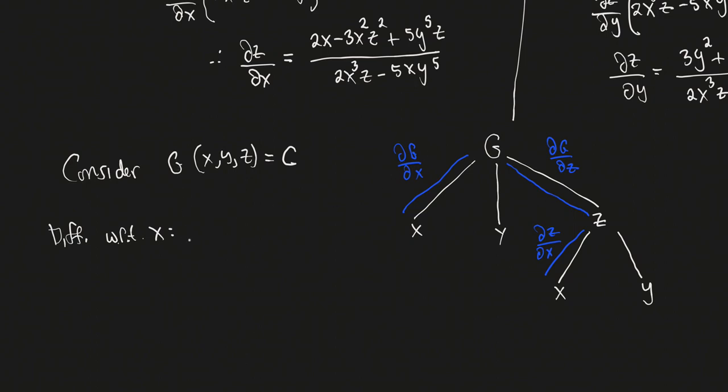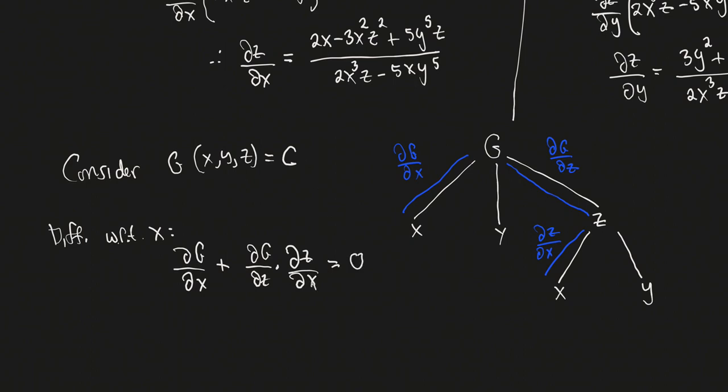I'll get this term, which is dg dx, plus the other one, dg dz times dz dx, right? So that's what I'll get if I differentiate the left-hand side. If I differentiate the right-hand side, because there's a constant, it doesn't matter if I differentiate with respect to x or y. This side here is always going to be 0.